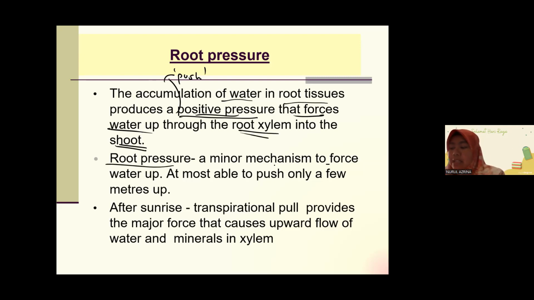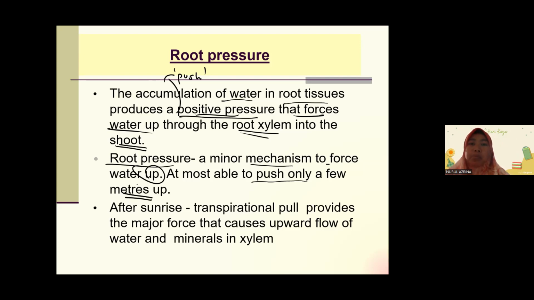But the root pressure is a minor mechanism to force water up. The most that it can push water is only a few meters up. Okay, look at my hand. Let's say this is my level of water potential, and this is the root. So you can see that water from the root keeps on being pumped or transported into the xylem via root pressure. What happened to the water level? Water level increased a few meters up. All right? So root pressure can force the water up through the xylem, but just a few meters up, okay?